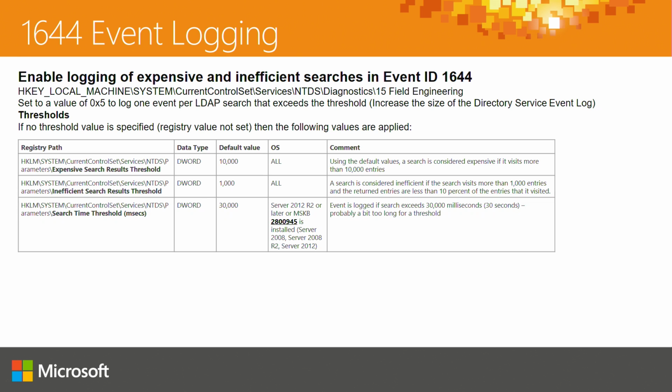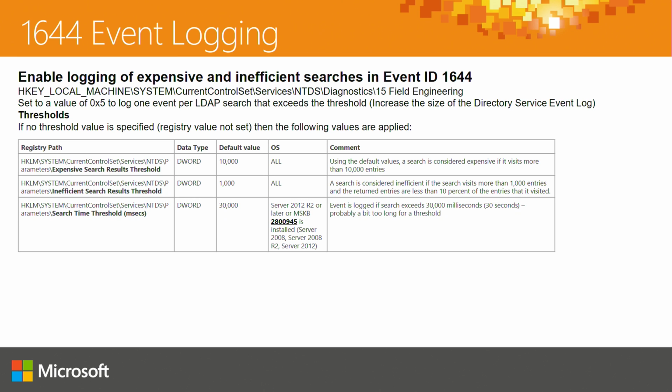This is a busy slide, I include this mainly for reference. But all you do on a DC is just set the diagnostics field engineering key to a value of 5. What that causes is any LDAP searches that come into the DC that exceed a certain threshold, it'll log one event ID 1644 to the directory service event log per search. So now I know who's doing the search request.